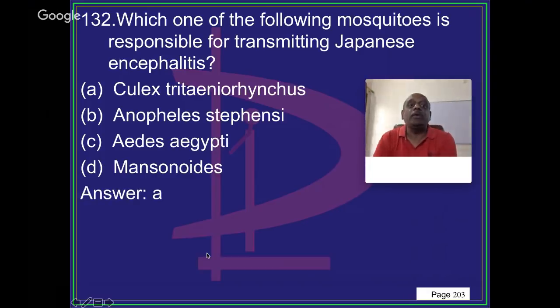Culex tritaeniorhynchus is the one which you need to remember. Upen, you also need to be doubly careful. Mithul Hirani, please, I will cry if you answer it as C.